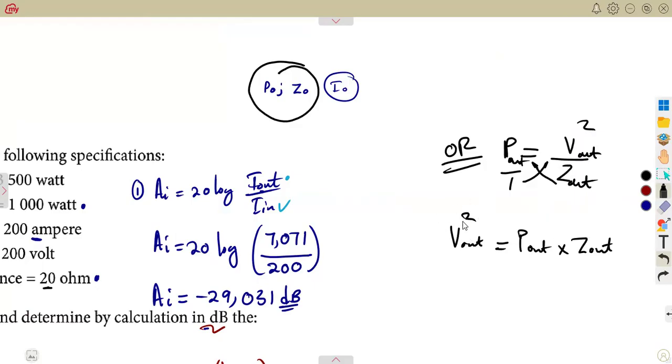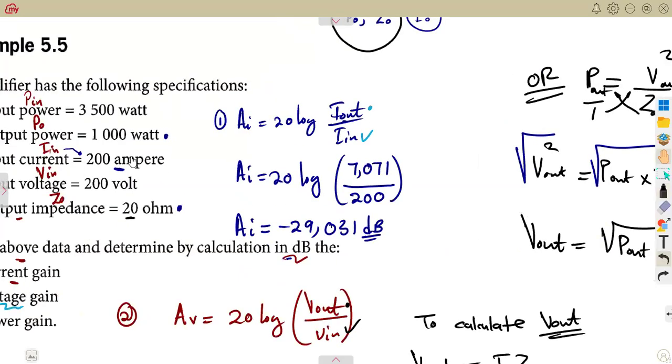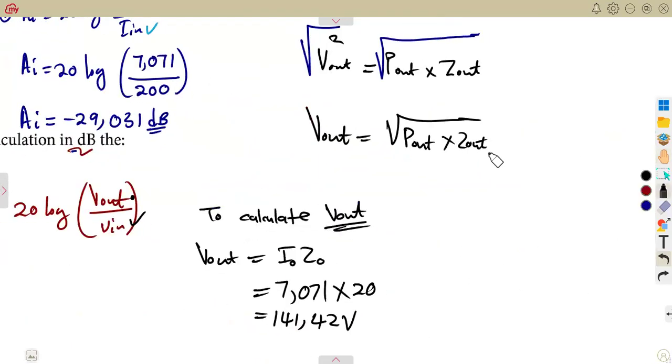But what we need is V out, not the square of V out. So we're going to remove the square by introducing the square root on both sides. That gives us V out, which is the square root of P out times Z out. Let's see with what we have, because we have these values P out and Z out. Remember, our output power is 1,000 and our Z out is 20. So that's 1,000 times 20 under the square root.